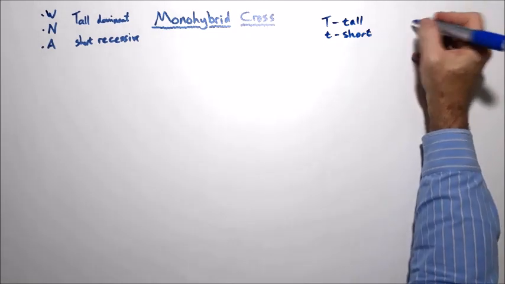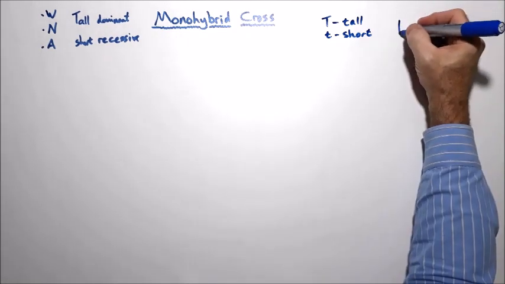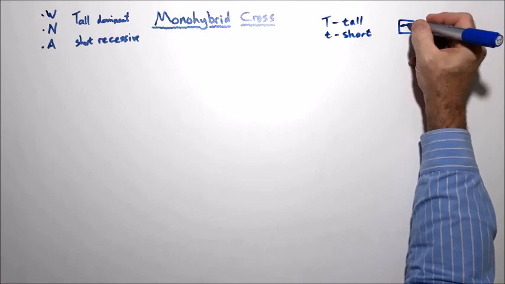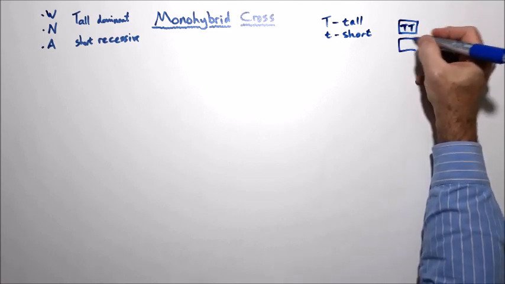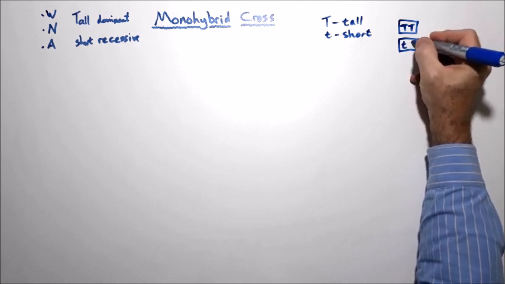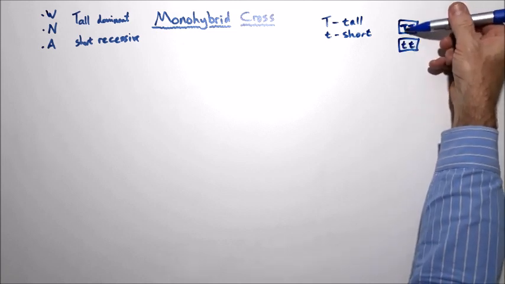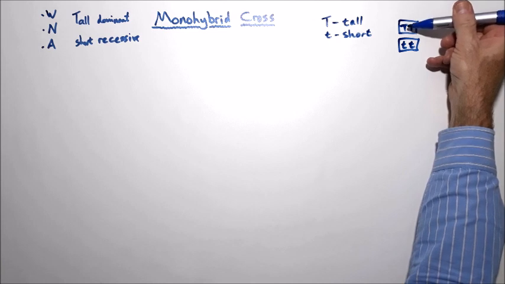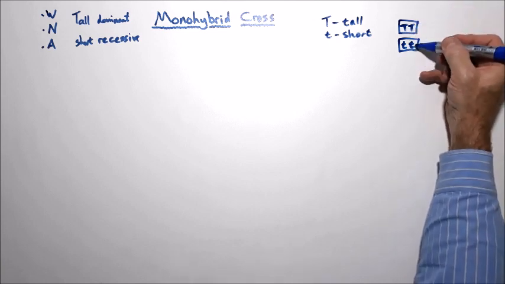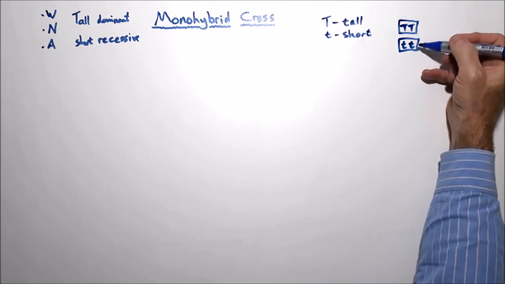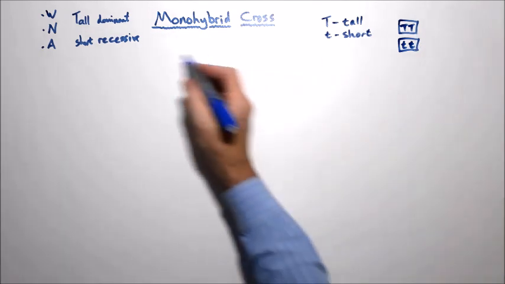What I'm going to do is I'm going to say, let's take a purebred tall plant. This is what Mendel did. We're going to cross it with a purebred short plant. Now when we say purebred, we mean that there's no other genes being carried here. There's only dominant genes. So those are two big T's and two small t's. Both of these are purebreds. Let's cross them together and see what we get.